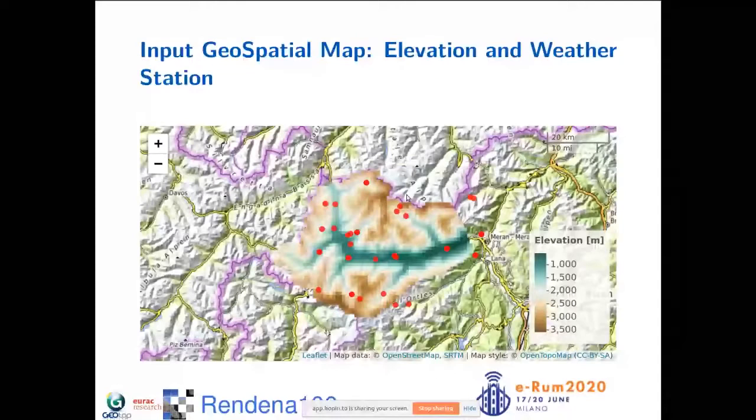P2 and B2 are points located here. The red points are the weather stations, because the model's weather forcing is generally measured on the terrain at single points, in several points in the area.